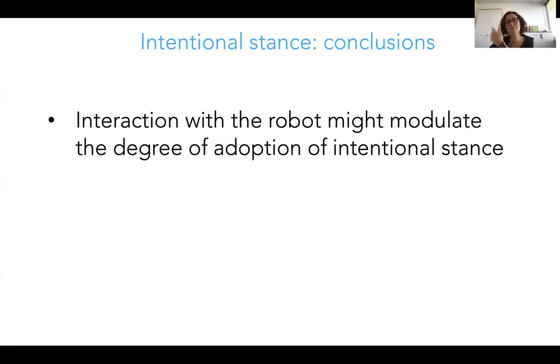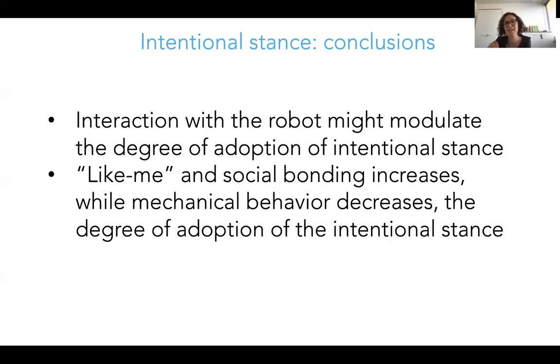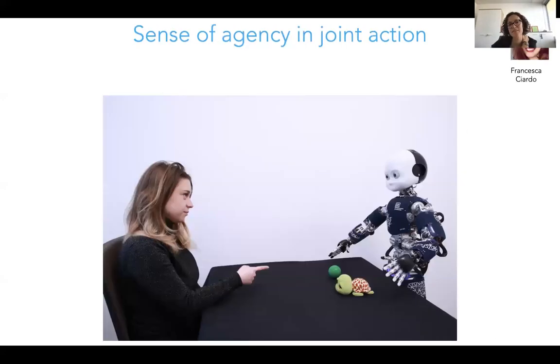So, conclusions from this part of the talk: interaction with the robot might modulate the degree of adoption of the intentional stance. Social bonding increases the attribution of intentionality, while mechanical behavior decreases adoption of the intentional stance.